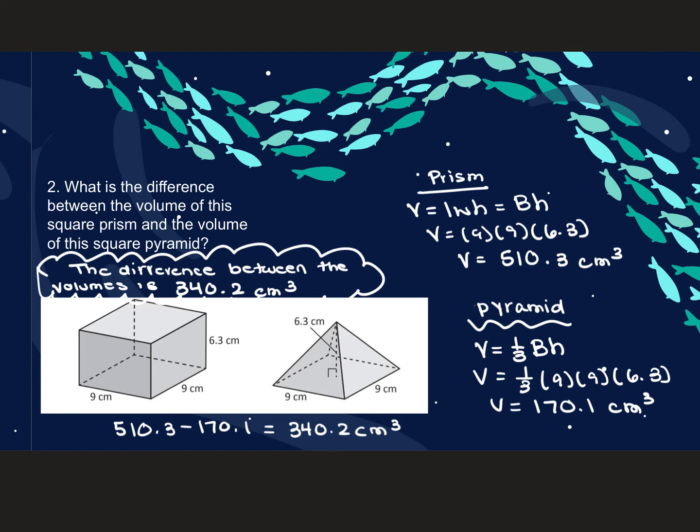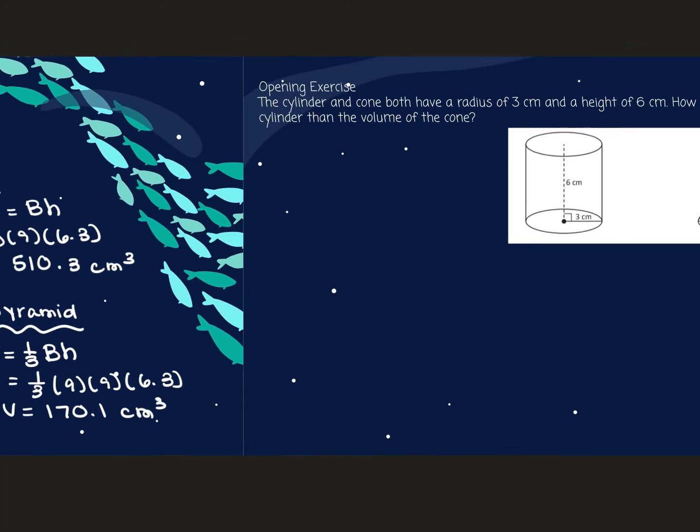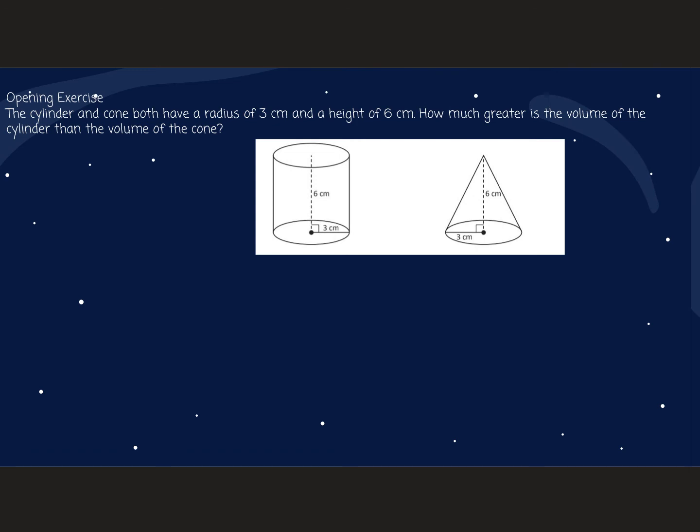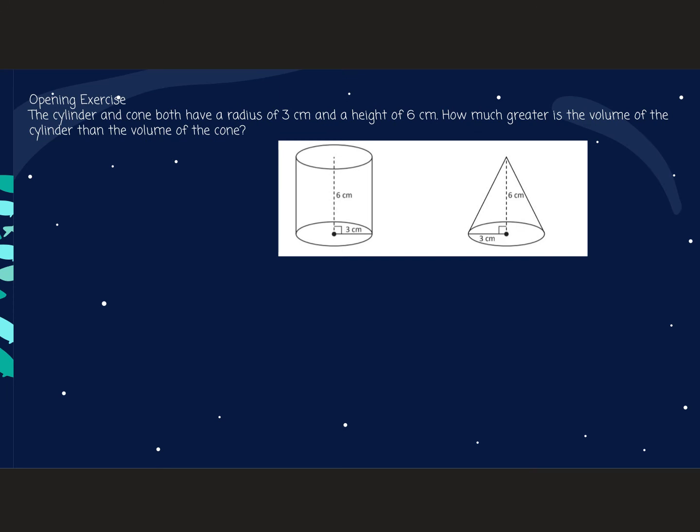So now we're going to transition into our cones. Again, very similar to what we did in the previous example. It says the cylinder and cone both have a radius of 3 centimeters and a height of 6 centimeters. How much greater is the volume of the cylinder than the volume of a cone? Just like the rectangular prism and the square pyramid were similar, we also see that our cylinder and our cone are similar as well.